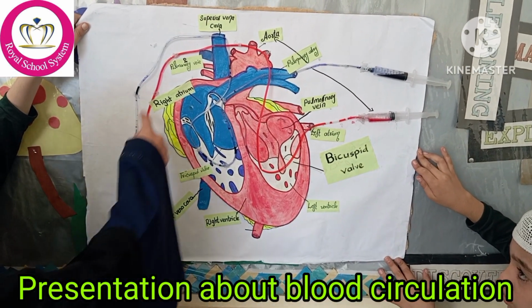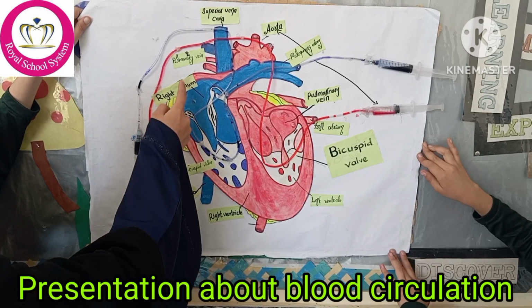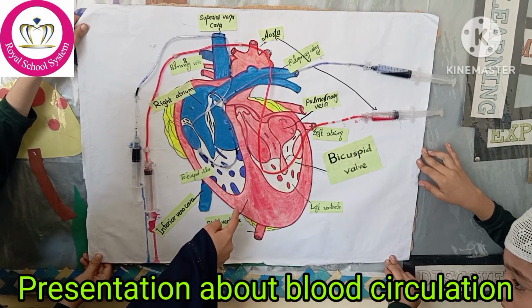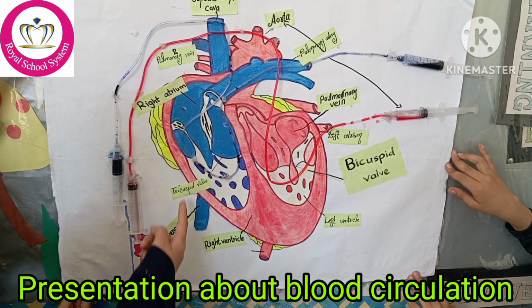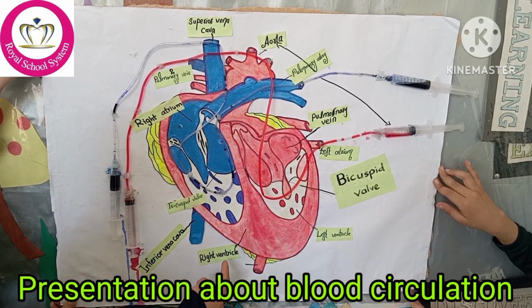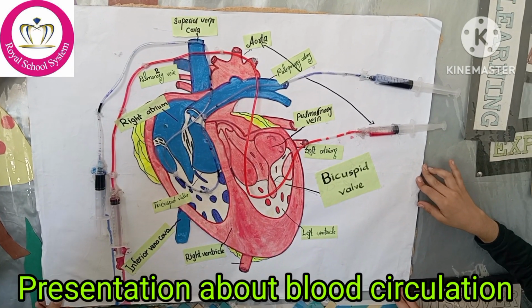The deoxygenated blood enters through the superior vena cava and inferior vena cava. First, it enters the right atrium, from where it is pumped to the right ventricle. Between the right atrium and right ventricle, the tricuspid valve is present. From the right ventricle, it is pumped to the pulmonary artery, which leads toward the lungs.